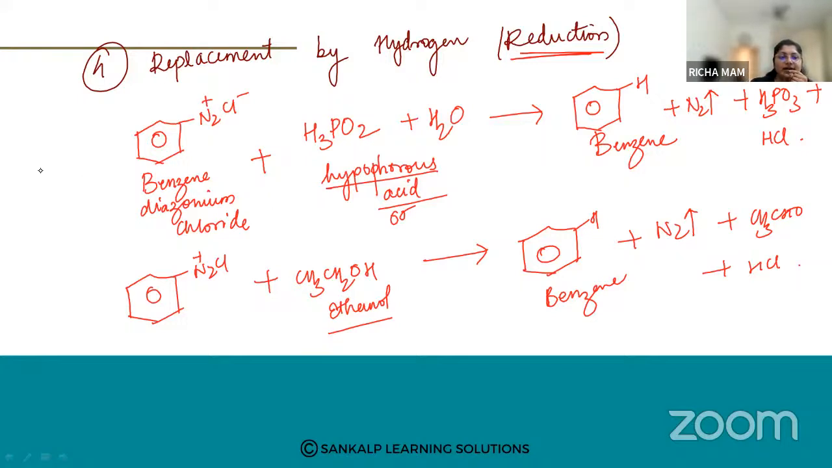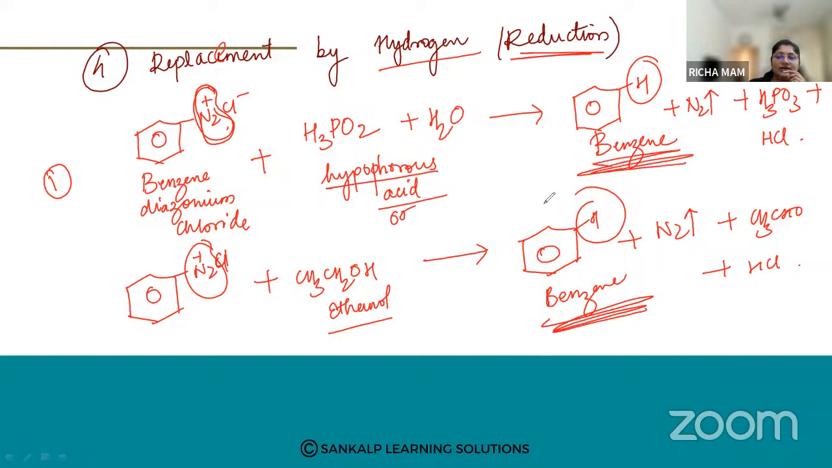So what we are doing here is the replacement reaction. That is, we are replacing our diazo group, our N2. We have seen two types of chemical reaction. First one is displacement of the diazo group. So we are displacing the diazo group in different reactions. Here we are replacing the diazo group with hydrogen, so we are going to yield benzene. Either you can take hypophosphorus acid or you can take ethanol. Is it clear up to here?